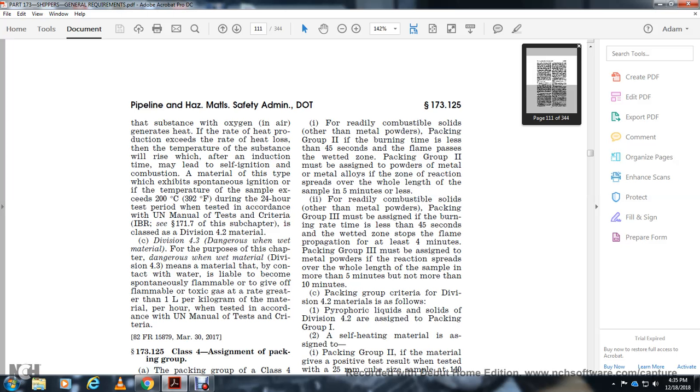when the burning time is less than 45 seconds and the wetted zone stops flame propagation for at least 4 minutes. Packaging group 3 must also be assigned to metal powders when the reaction spreads over the whole length of the sample in more than 5 minutes but no more than 10 minutes.